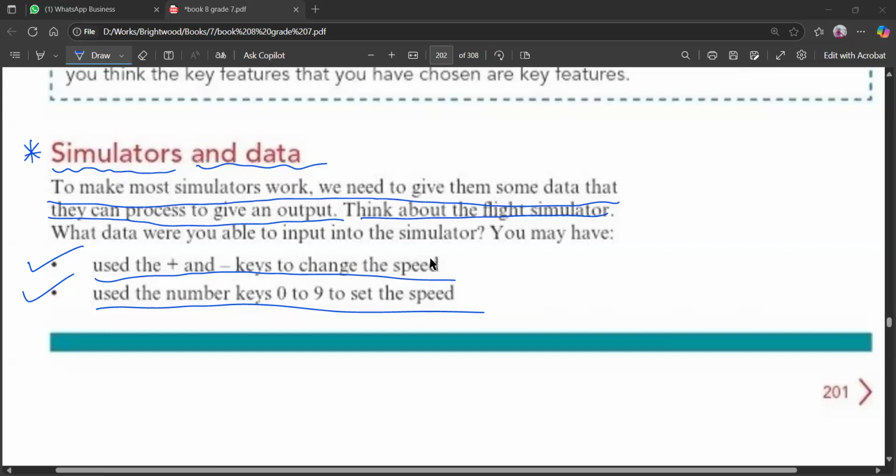For most simulators to work, we need to give them some data that they process to give an output. Think about the flight simulator. You can use the plus and minus keys to change the speed. You can use the keys 0 to 9 to set up the speed.